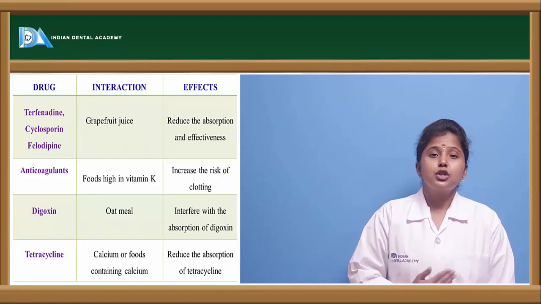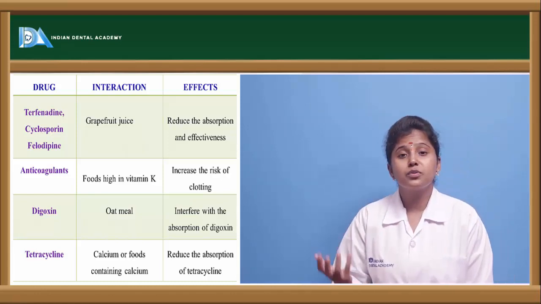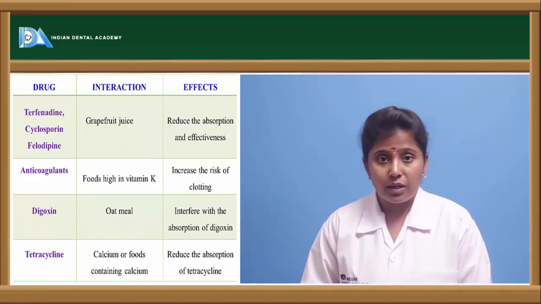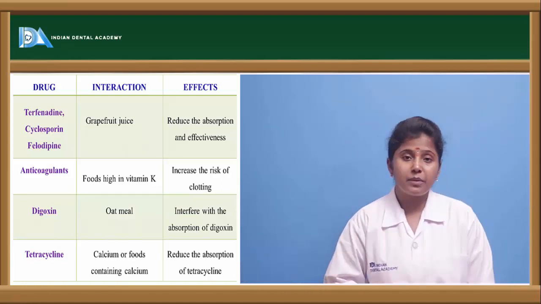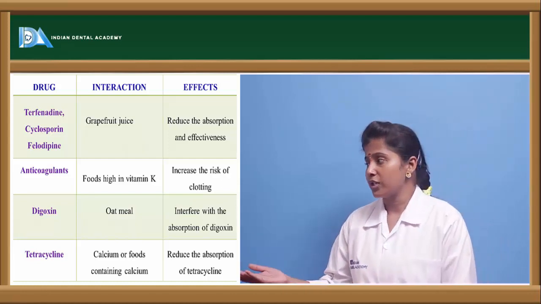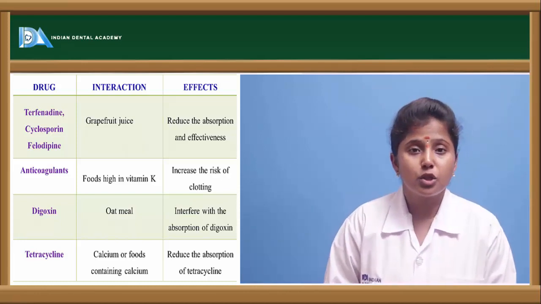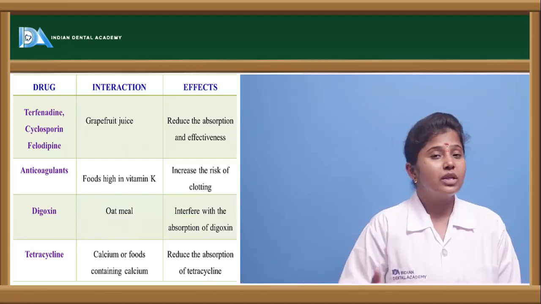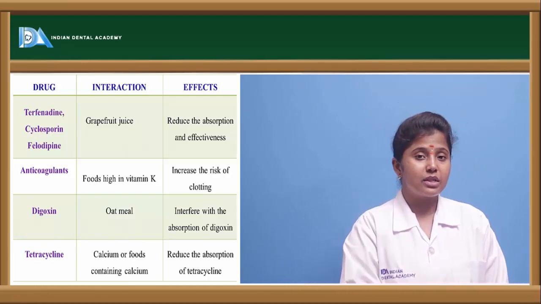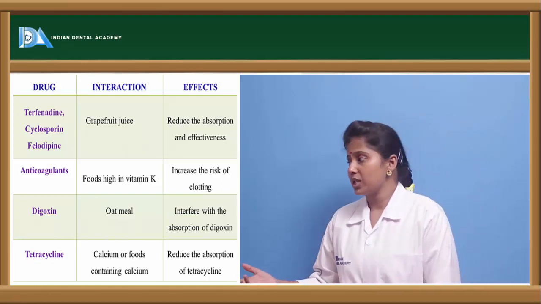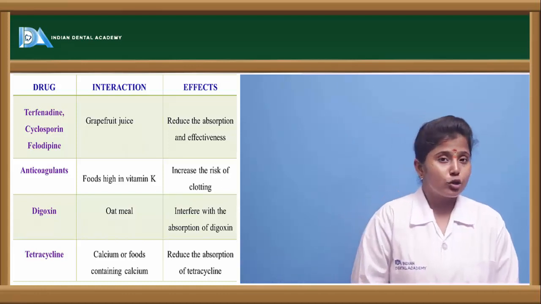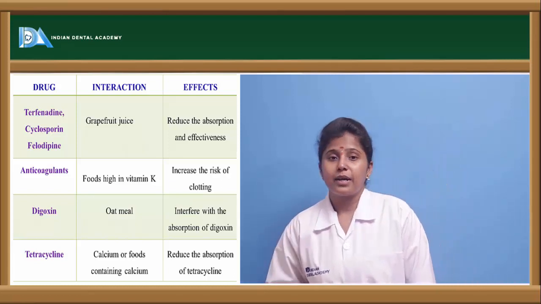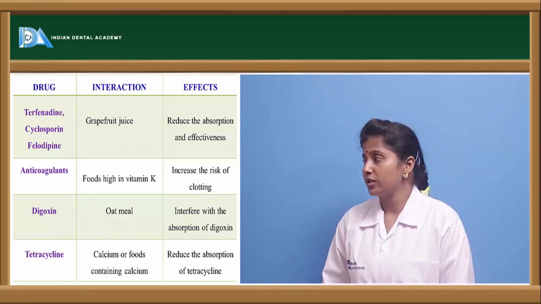Anticoagulants should not be given with vitamin K supplements or foods which are rich in vitamin K, because vitamin K opposes the anticoagulants, and giving them together will lead to excessive bleeding or hemorrhage. A drug like digoxin should not be given with oats. Why? Because oats won't allow the absorption of digoxin. The oats interact with the digoxin, and thereby its absorption will be reduced. And tetracycline should not be given with calcium containing foods, because tetracycline will react with the calcium, and thereby the tetracycline absorption will be reduced.